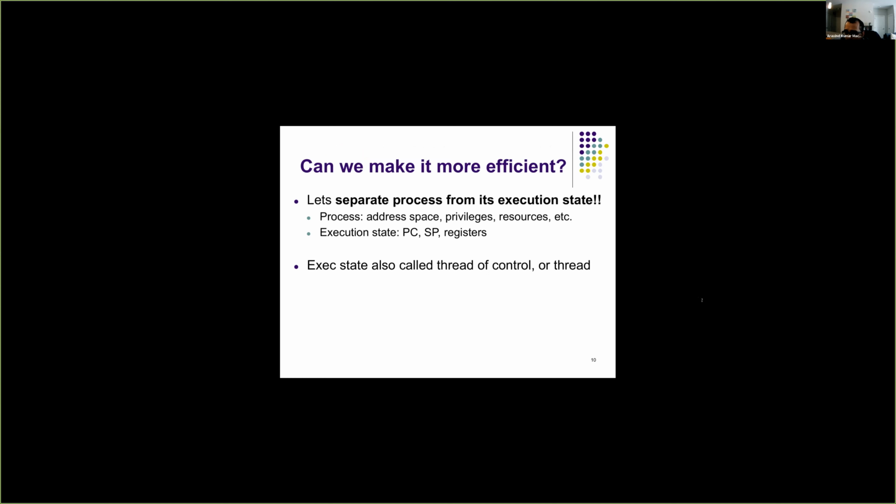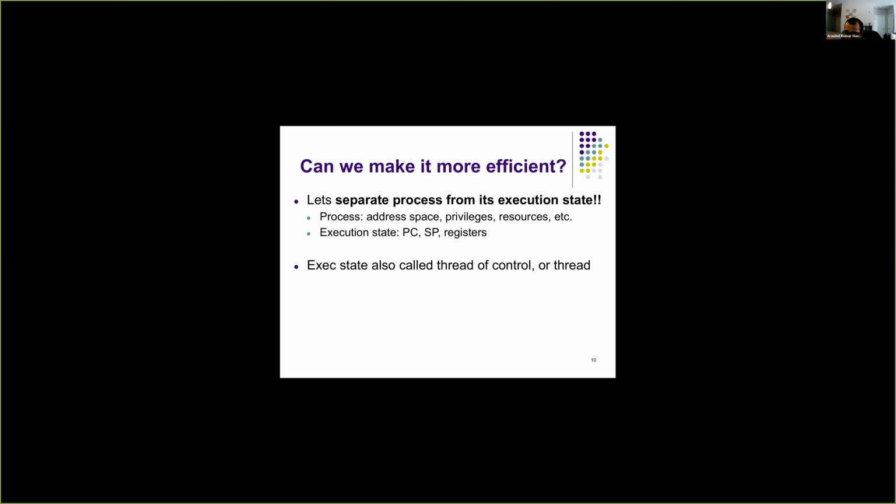So can we make this more efficient? Now that we know that all the processes have the same copy of code and resources, can we separate the execution state, which is the only thing that is different from these processes, from the rest of the process? Now, a process contains the address space, like the memory layout, privileges and resources, except for the execution state. And we separate the execution state out from the process.